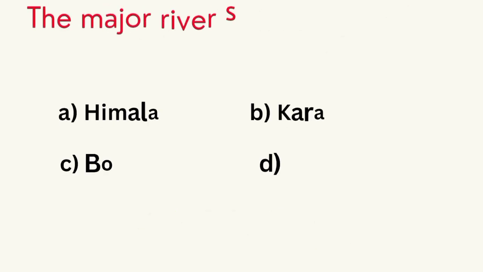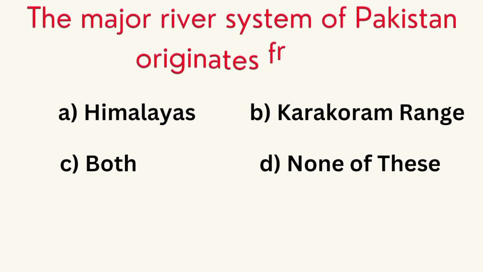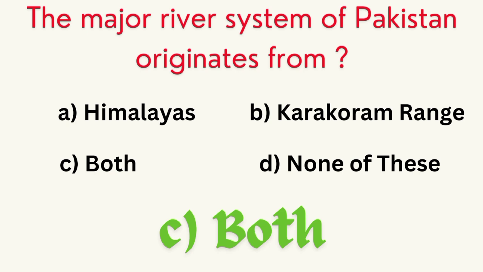The major river system of Pakistan originates from A. Himalayas. B. Karakoram Range. C. Both. D. None of these. Answer, C. Both.